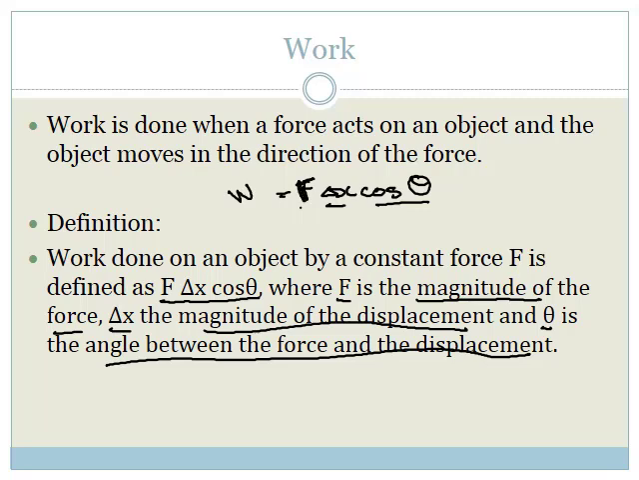Okay, because that makes a difference as well. So please understand this, and you need to know the definition very well, okay, that work done on an object by a constant force is defined as F delta x cos theta, and you need to know that F is the magnitude of the force, delta x the magnitude of the displacement, and theta the angle between the force and the displacement. Please make sure you learn it.